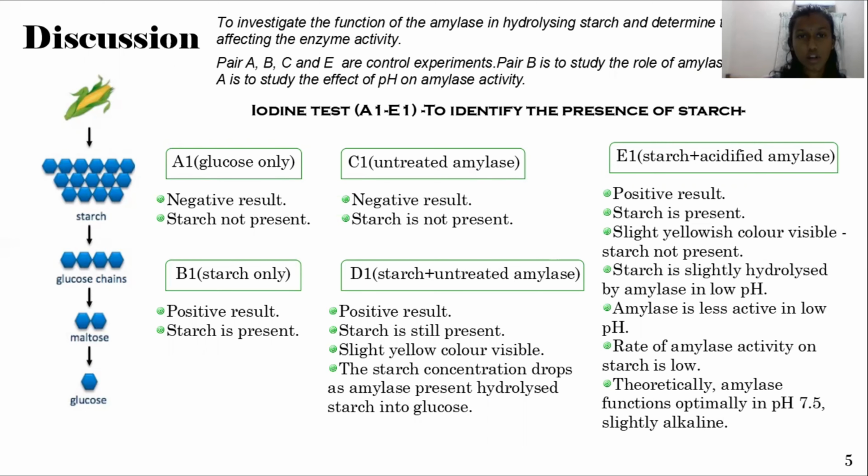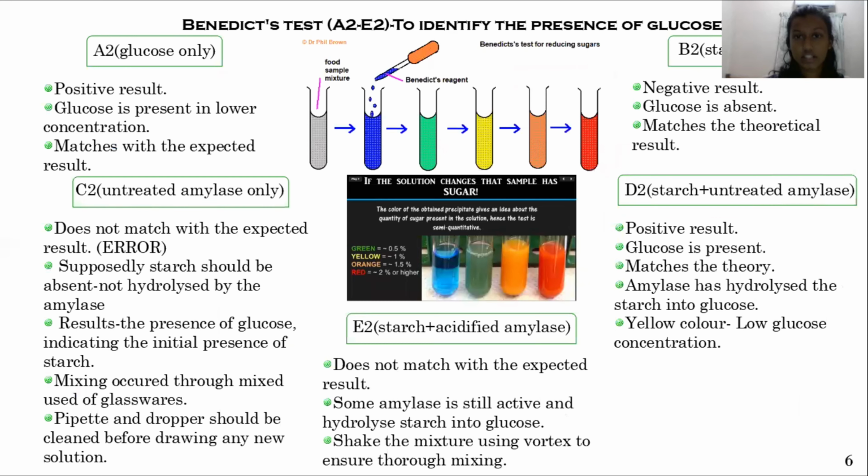And now, going into the Benedict's test. The main concept of Benedict's test is that when glucose is present, the result is positive, and the blue Benedict's reagent changes color into a brick red precipitate. If the result is negative, that means the glucose is not present, and the blue color of Benedict's reagent remains constant. But it also depends on the concentration of glucose. When the concentration of glucose is low, we would get a lower color intensity.